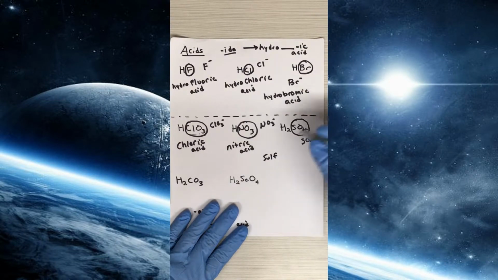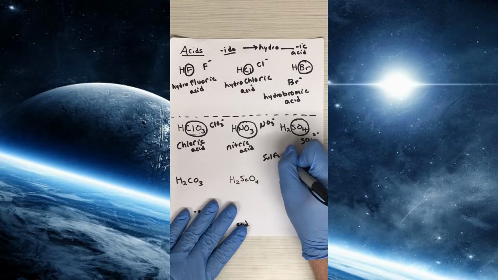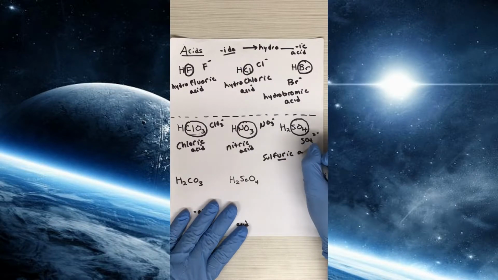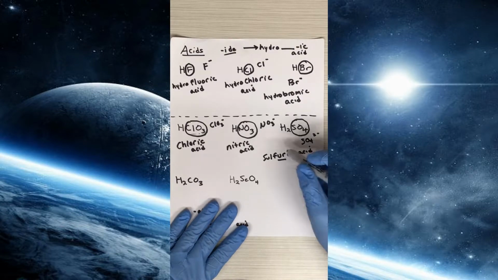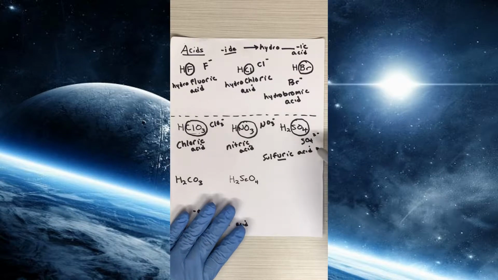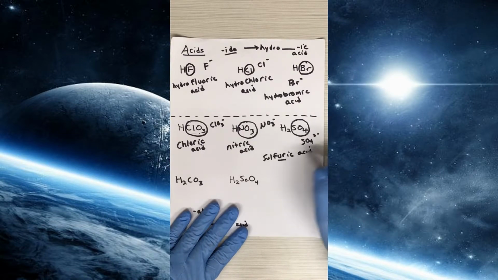So instead of just simply dropping the -ate and adding -ic acid, which would be sulfic acid, for this particular one we have to actually put an extra -ur, so it'd be sulfuric acid. Most of these do not follow this rule, but there's actually a couple common ones that do. Sulfuric acid is one of them. There's another called phosphoric acid that follows a similar rule. Most of the time we won't see that.